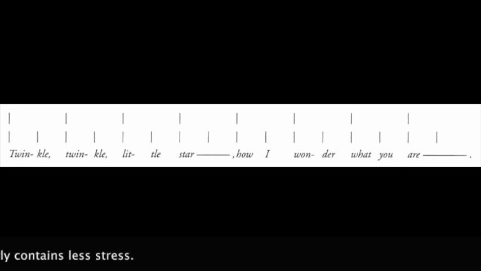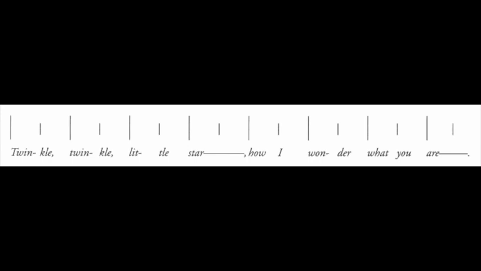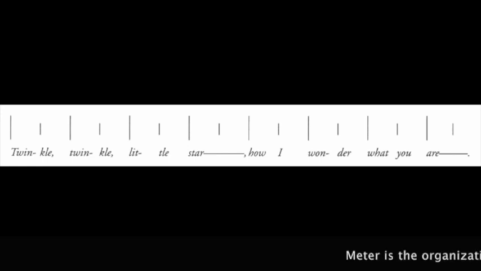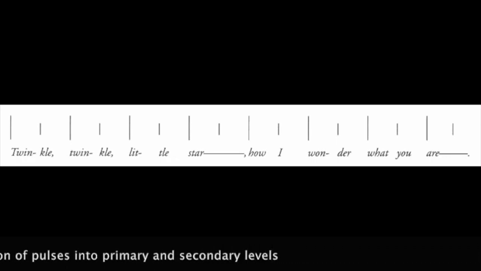Each of these stronger points of stress is called a primary pulse. Each of the weaker points of stress between the primary pulses is called a secondary pulse. Now, let's hear it where the primary pulse is stronger than the secondary pulse. Twinkle, twinkle, little star, how I wonder what you are. When music exhibits patterns of primary and secondary pulses, the music is said to have meter.